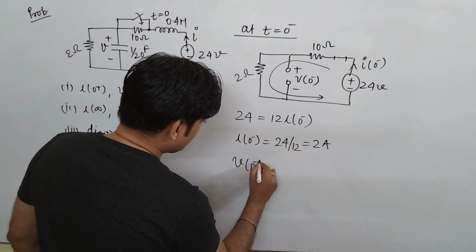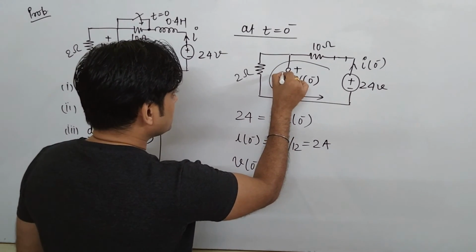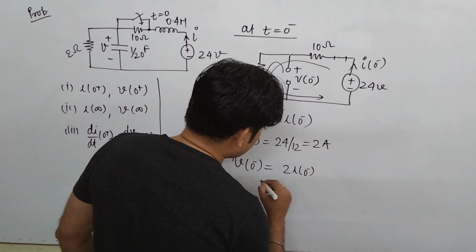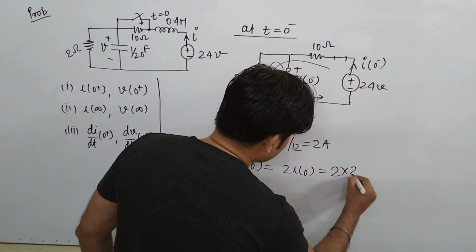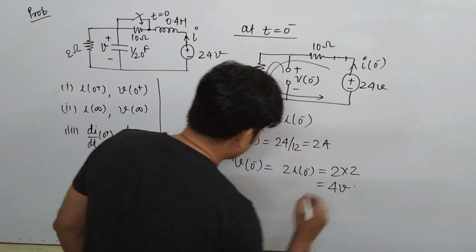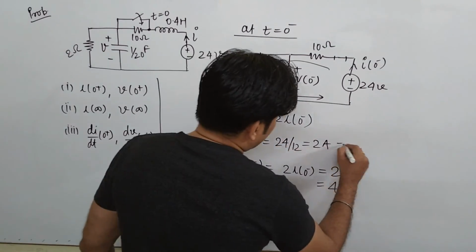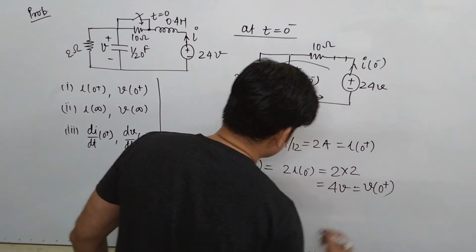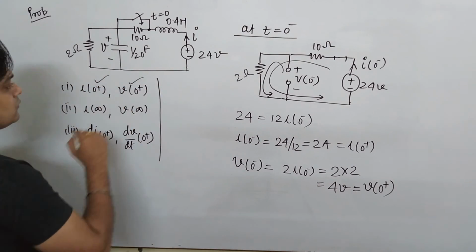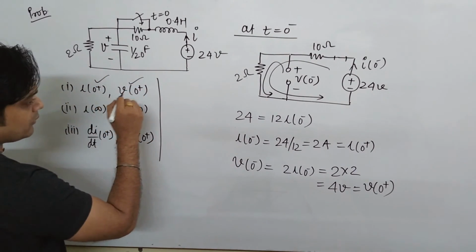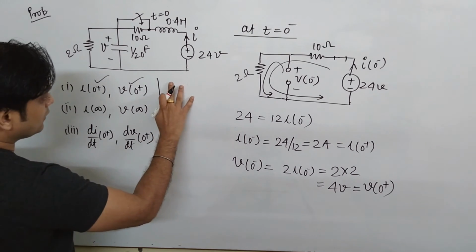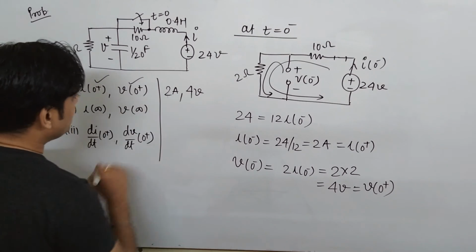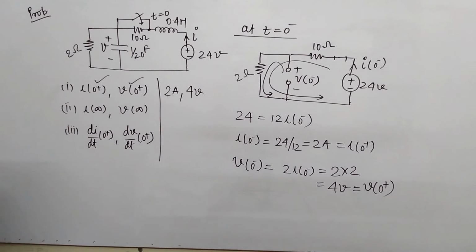Yes, V0 negative is what? You can apply this loop. It is 2 into I0 negative, and 2 into 2 comes to be 4 volt. This value is also I0 positive, and this value is also V0 positive. So from here you have found the first two values: I0 positive comes to be 2 ampere, and V0 positive comes to be 4 volt. Okay, so this is our first solution.